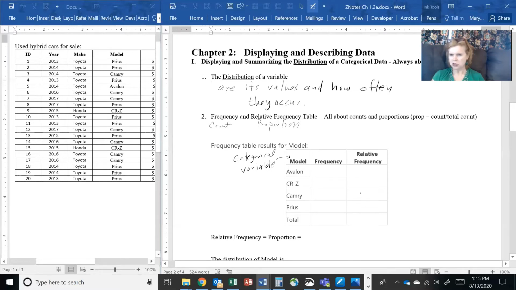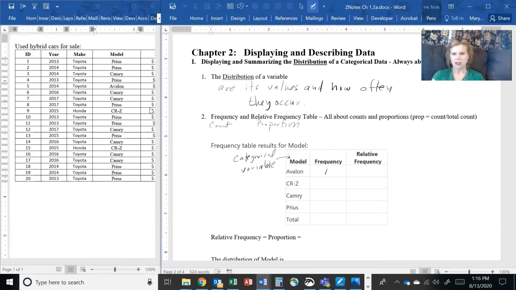So the frequency is just count. So if we go over here and let me see how many Avalons I have. I got one Avalon in that whole list. So this is going to be 1. How many CRZs do I have? I got 1, 2. So I'm going to write a 2 in here. How many Camrys? I got 1, 2, 3, 4, 5, 6, 7 Camrys. And how many Priuses? So let's see, 1, 2, 3, 4, 5, 6, 7, 8, 9, 10. So a lot of Priuses for sale.